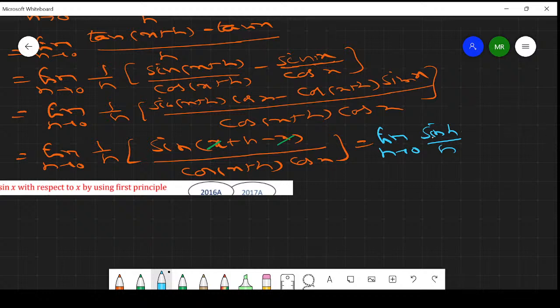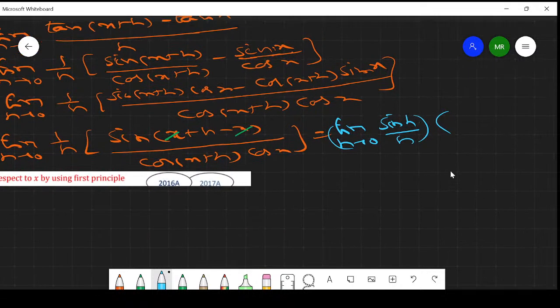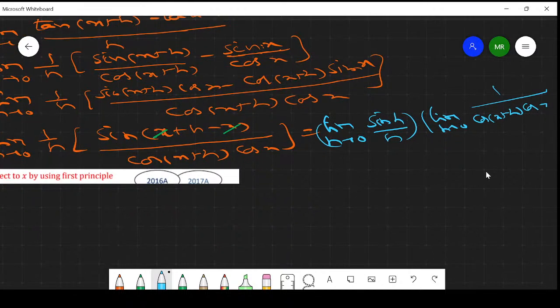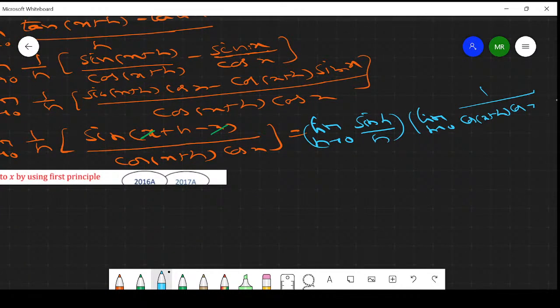h into limit, this is one part I can consider, into I can also write limit h tends to 0, the other part: limit h tends to 0, 1 by cos of x plus h into cos x. We have cos of x plus h into cos x, that you write. The denominator, whatever the denominator is, you write that. 1 by cos of x plus h into cos x, I have written.